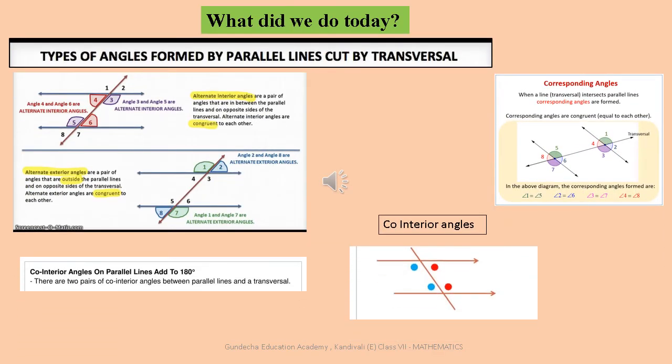So children, we learned today types of angles formed by parallel lines when cut by a transversal. We have two pairs of alternate interior angles, two pairs of alternate exterior angles, four pairs of corresponding angles, and two pairs of co-interior angles.